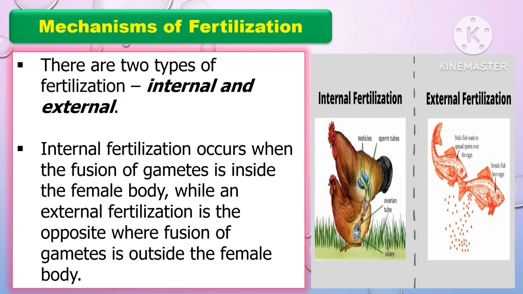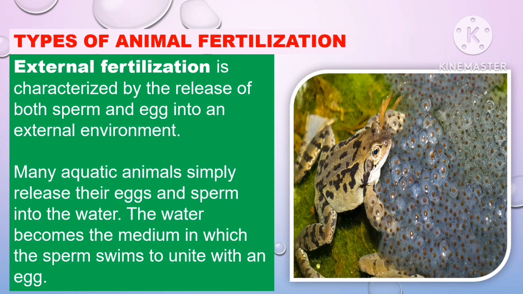There are two types of fertilization, the internal and the external. Internal fertilization occurs when the fusion of gametes is inside the female body, while the external fertilization is the opposite, where fusion of the gametes is outside of the female body. The following are the types of animal fertilization.